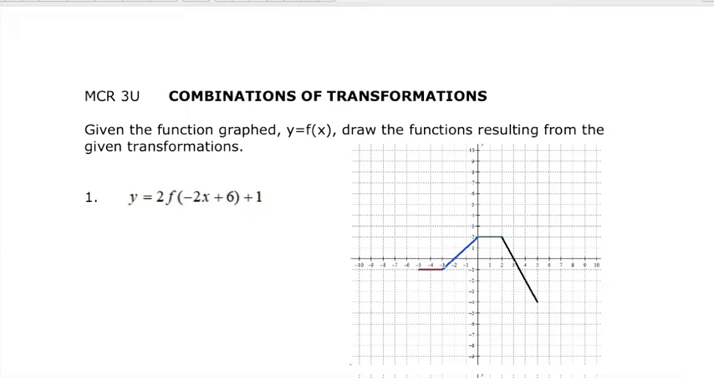So we're just going to take a look at some more things that you need to think about when you're coming up with your transformations, and we're going to express them in different forms. So function notation, regular equation, we're going to look at mapping notation, and we're going to look to see what happens to the graph as well.